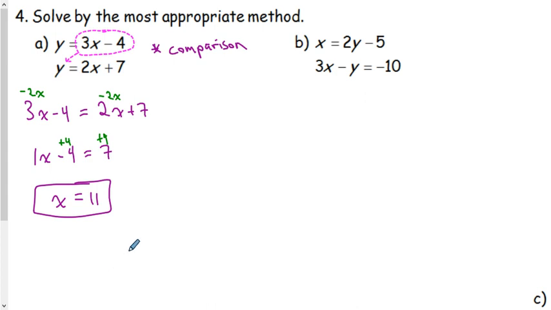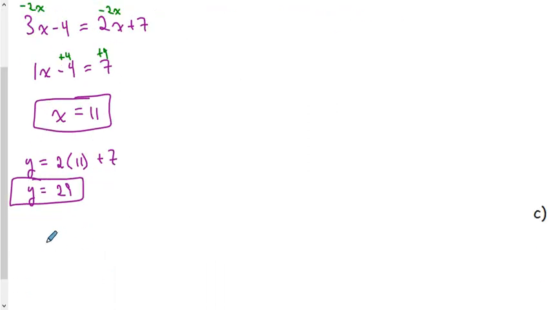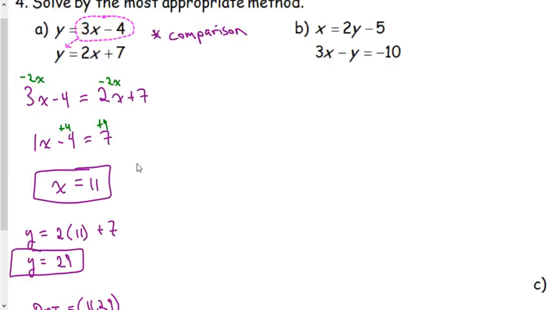I'm halfway done. Now I need to figure out my y value. Well, I've got 2 equations that could do that for me. I can pick whichever one I want. I think my second equation would make it easier such that I don't make a mistake. So I'll go 2 times 11 plus 7. That's going to be 29. Now, it's really good to actually label your point of intersection and say 11 and 29 because that shows you really understand what you're doing. Okay, so that's my point of intersection.